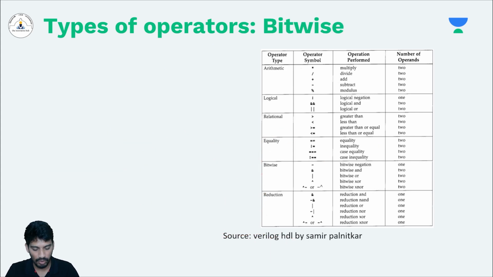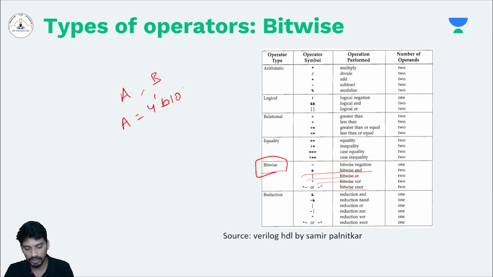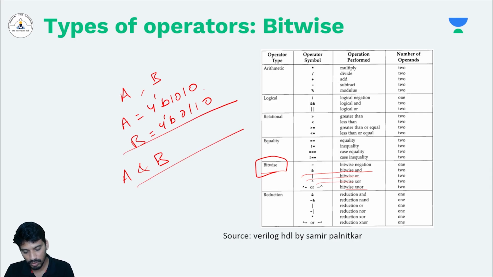Now let's see bitwise operators. What will these bitwise operators do? They will do bitwise AND or XOR or XNOR operations between two operands. Let's take two operands A, B, where A is equal to 4'b1010 and B is equal to 4'b0110. In this case, if you perform the bitwise operation of A and B, it will do 0 and 0 will be 0, 1 and 1. It will do the bitwise operation on these operands using the operator symbol AND. So 1 and 1 will be 1 and 0 and 1 will be 0.